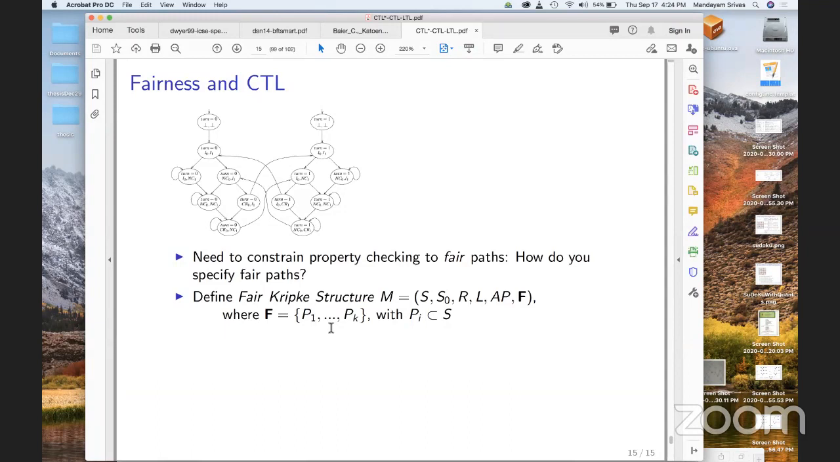So here is the notion of a fair Kripke structure. It has all the components that we had seen earlier: the universe of states, the set of initial states, the transition relation, the labeling function, and the set of labels. In addition, there is F, where F is a set of states, a subset of the powerset, where each pi is a finite subset.